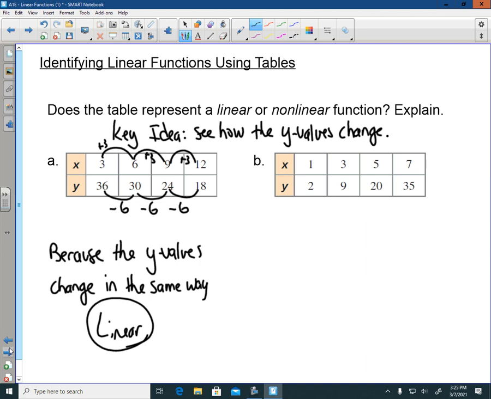Here's one that isn't a linear function. Now notice the x goes from 1 to 3, and that's going up by 2. And then it goes up by 2 again. And then it goes up by 2 again, right? So the x's are consistent. You're going up by 2 every time.